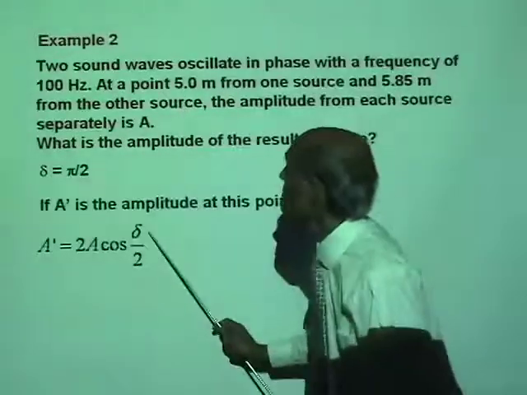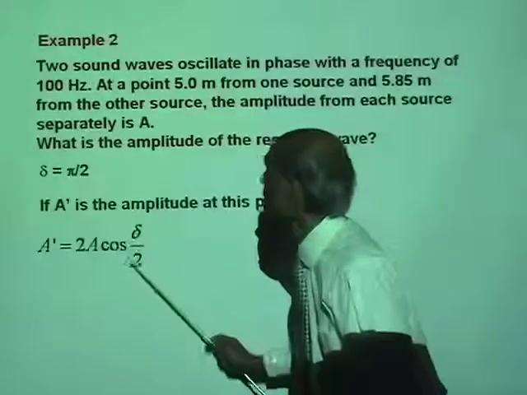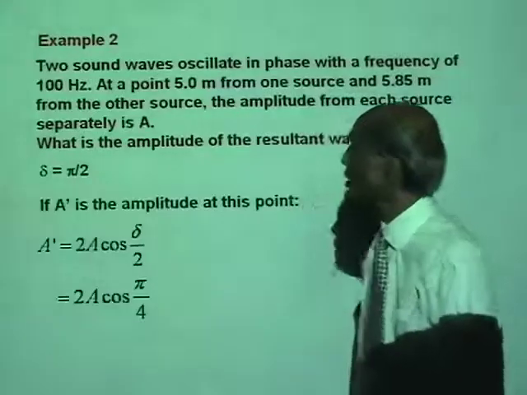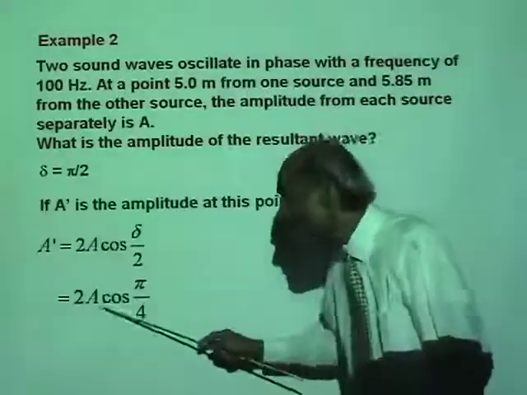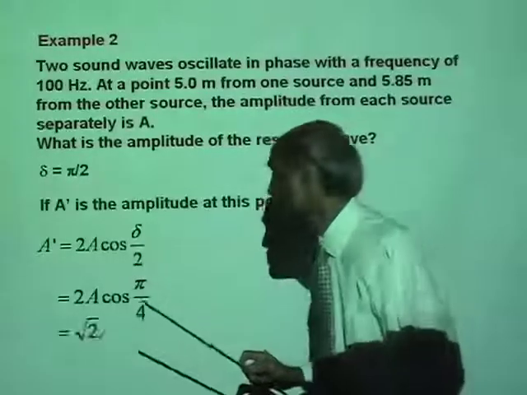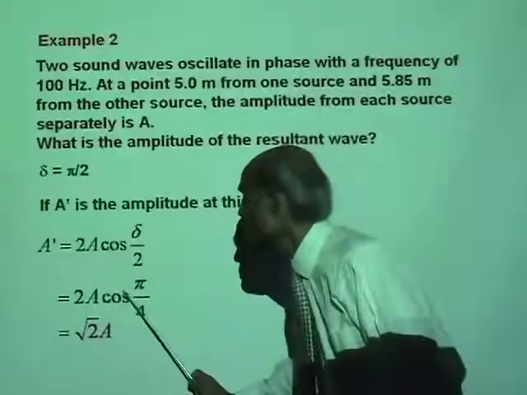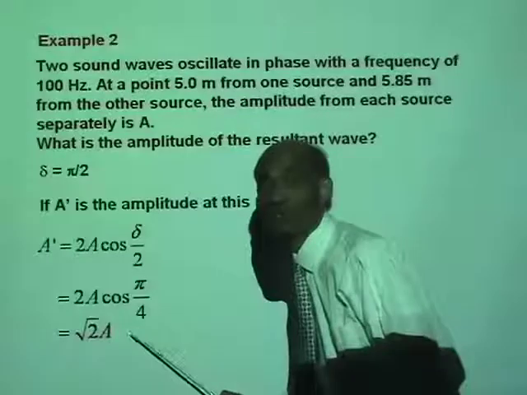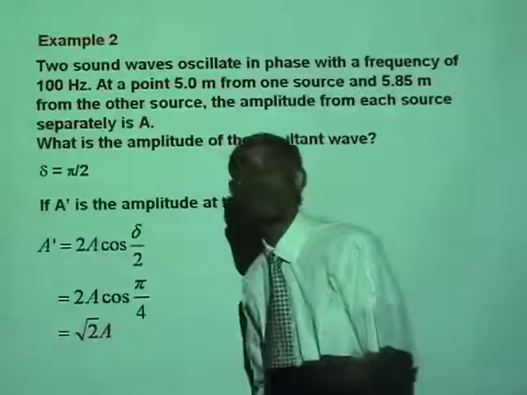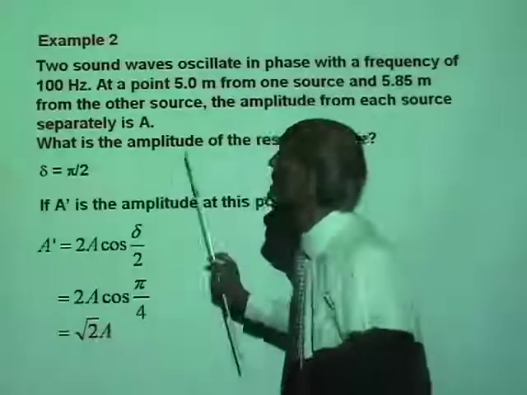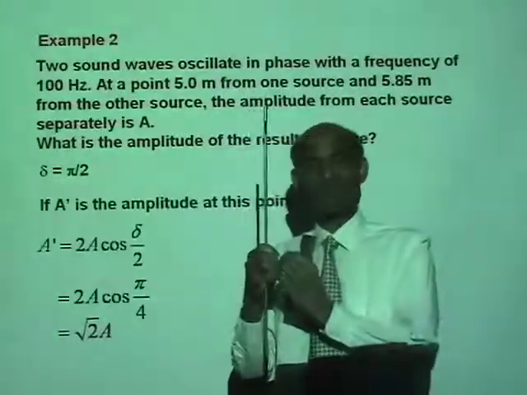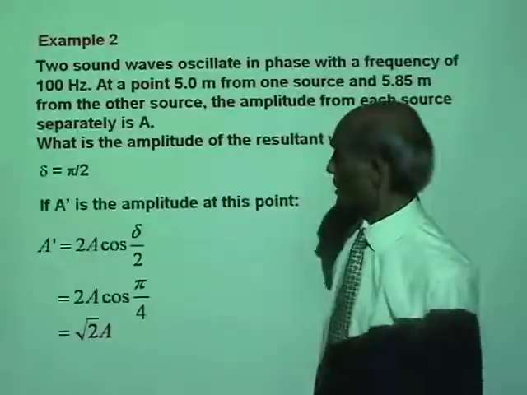Now, delta is pi by 2. Therefore, delta by 2 will be pi by 4. It will be 2a cos pi by 4. Anybody tell me the value of cos pi by 4? It is square root 2 over 2. So, the 2 in the denominator will cancel with this 2. So, the answer is square root 2 times a, where a is the amplitude of each wave arriving at C. Alright? Okay.